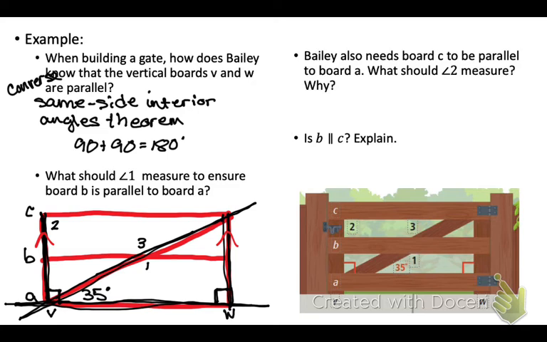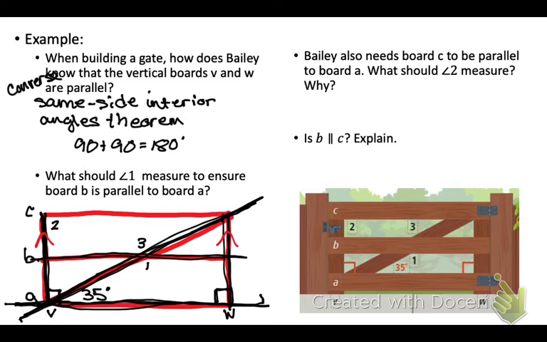What should angle 1 measure to ensure that board B is parallel to board A? Now you use the one they go across. Xander, I did 90 plus 35 is 125. Okay, so 180 minus 125, and it's 55. Yes, you were right. B is here, A is here. This is a transversal that crosses both of them. That includes angle 1.